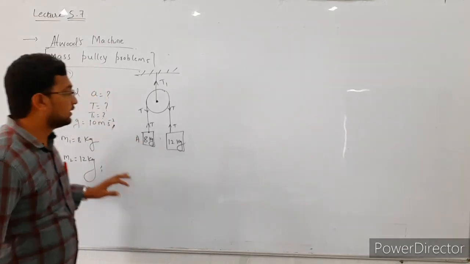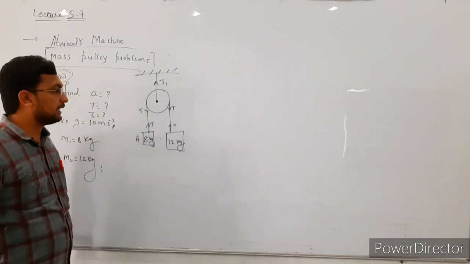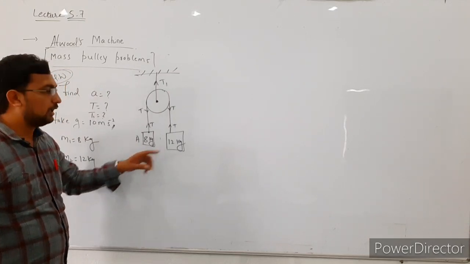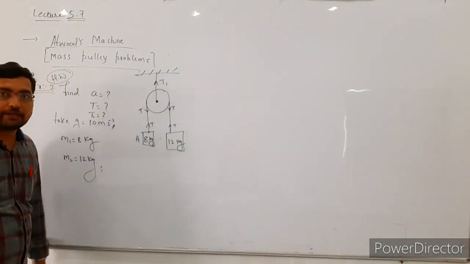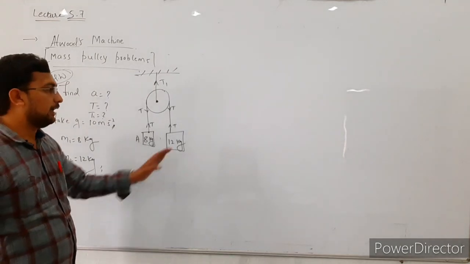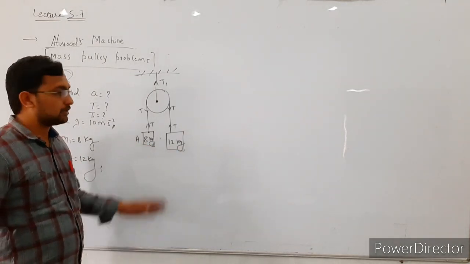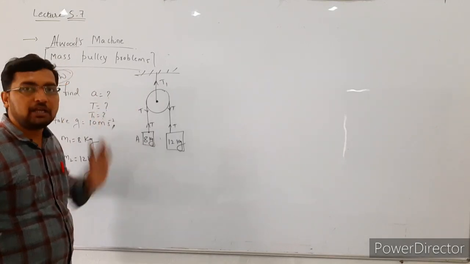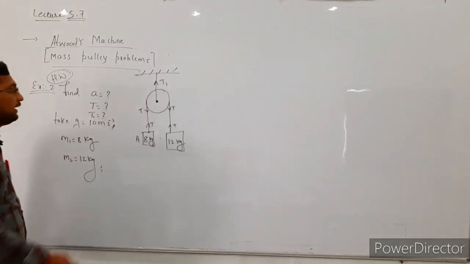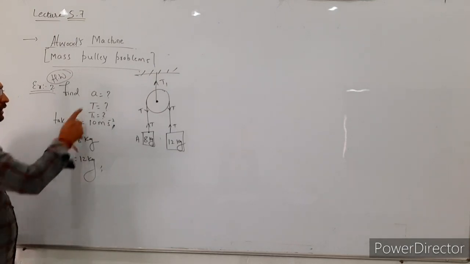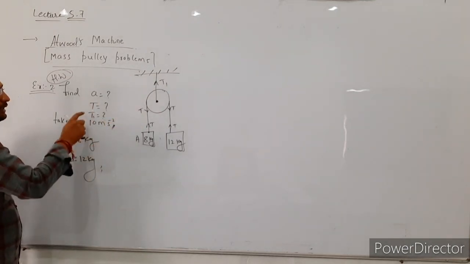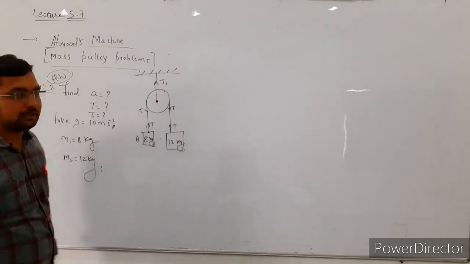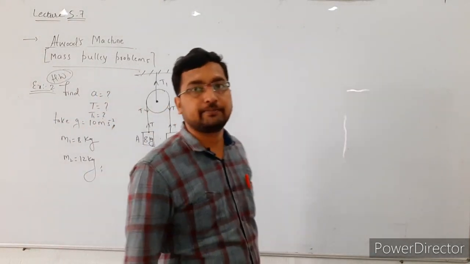This is a homework problem. The given masses are m1 equal to 8 kg and m2 equal to 12 kg. The condition is that m2 is greater than m1, so this body moves in the downward direction and the other body moves upward. Find the acceleration, the tension inside the string, and the tension T1 inside the clamp. Take g equal to 10 meter per second square.